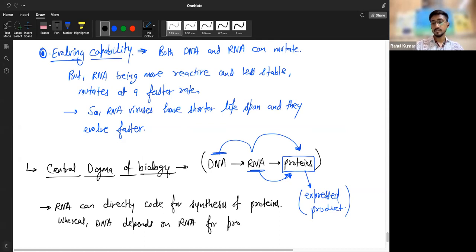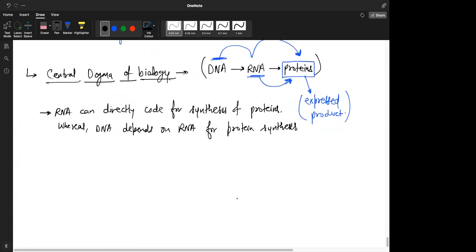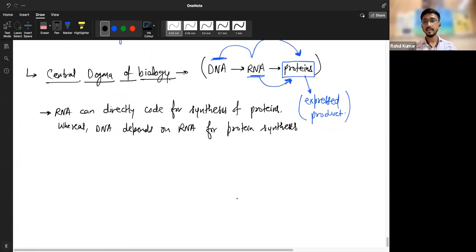For protein synthesis, yes or no? Yes, sir. So all the protein synthesis machinery, whether it is prokaryotic or eukaryotic, is evolved around the RNA and not around the DNA, right? So RNA has to be there either as a mediator in between, or in some cases it could be the direct genetic material.